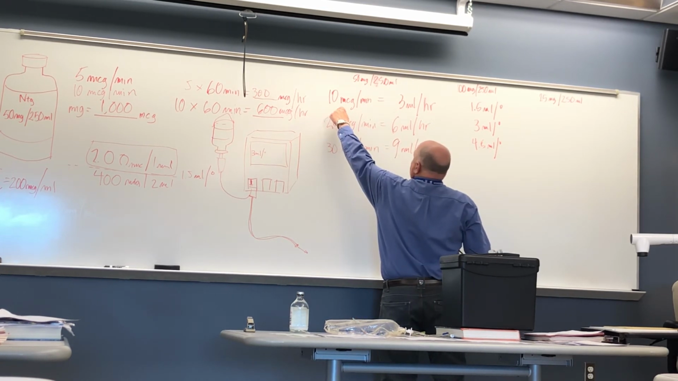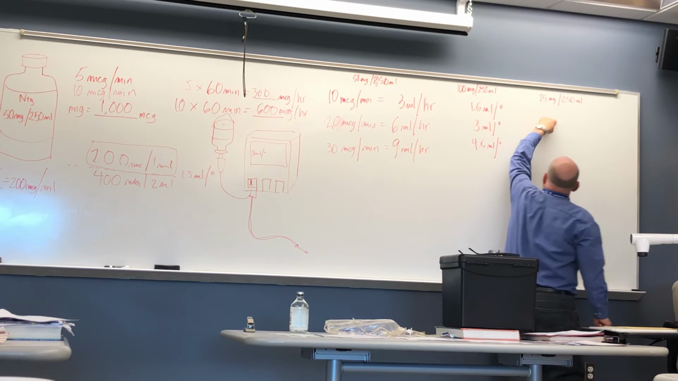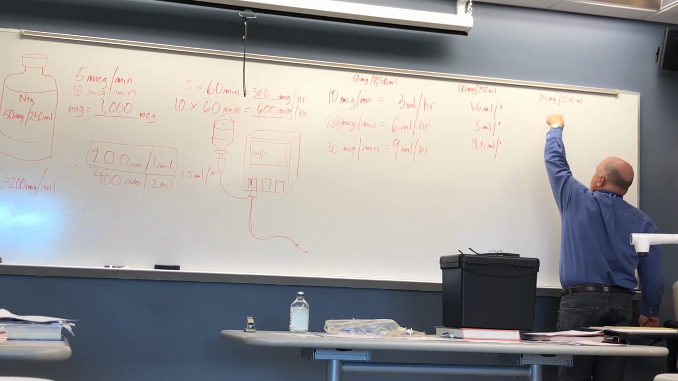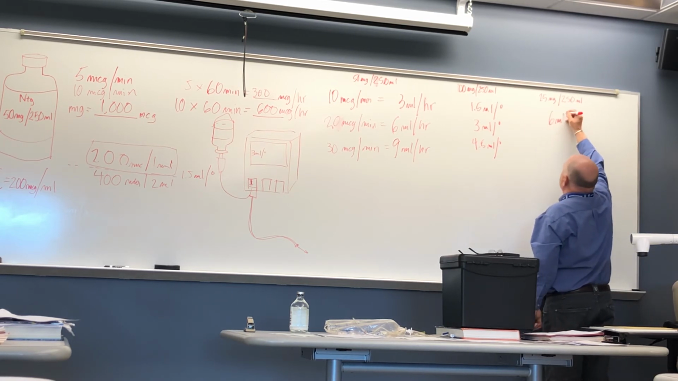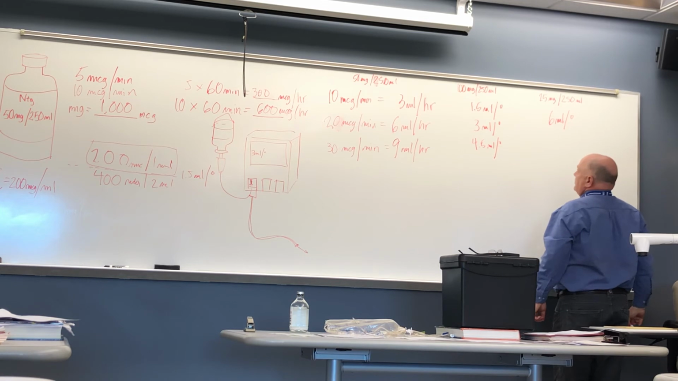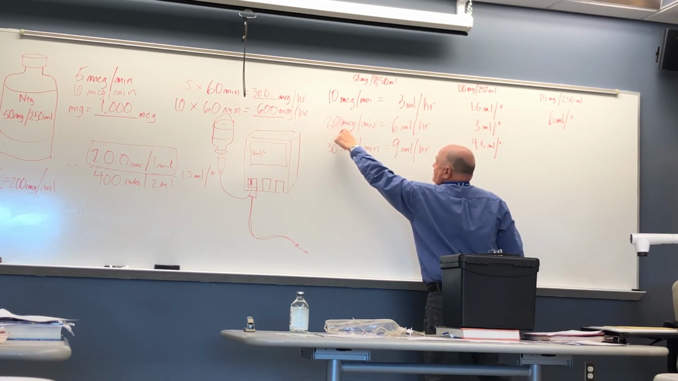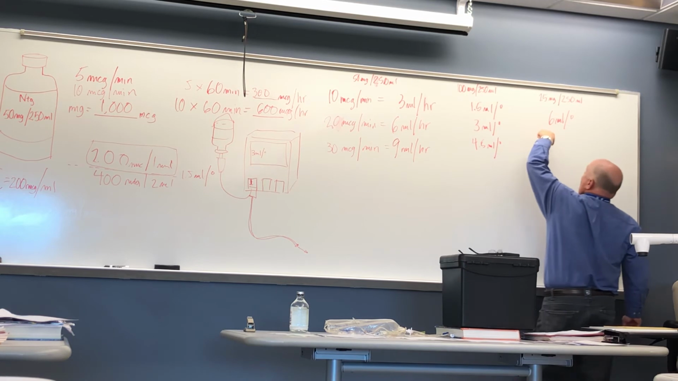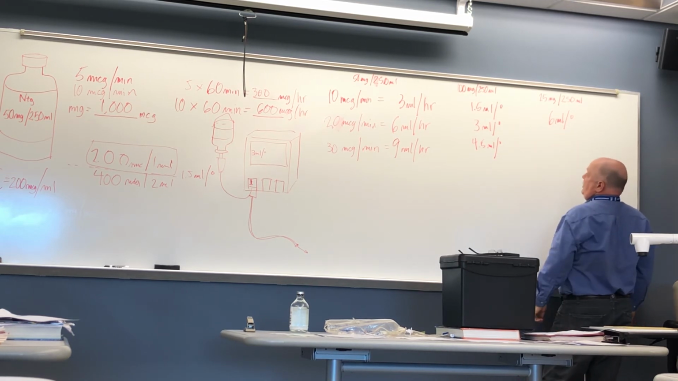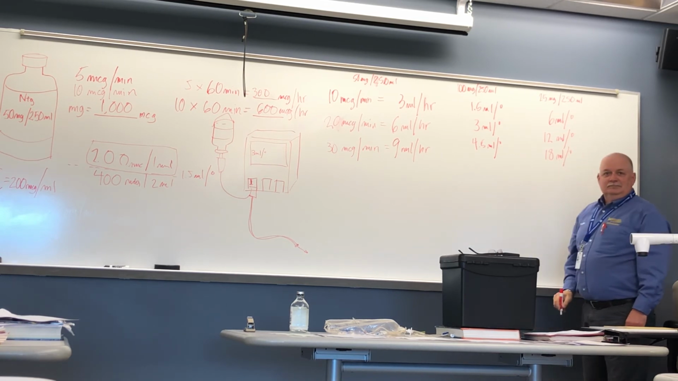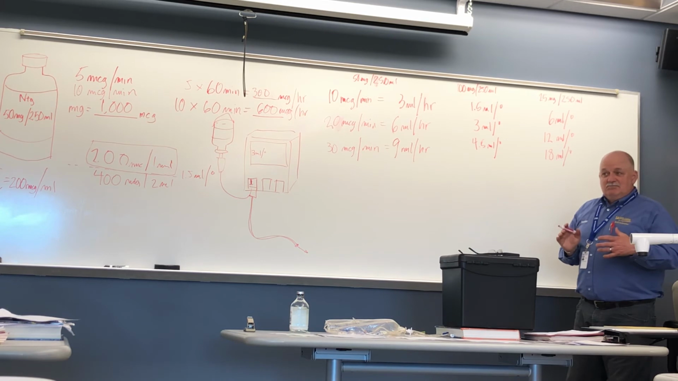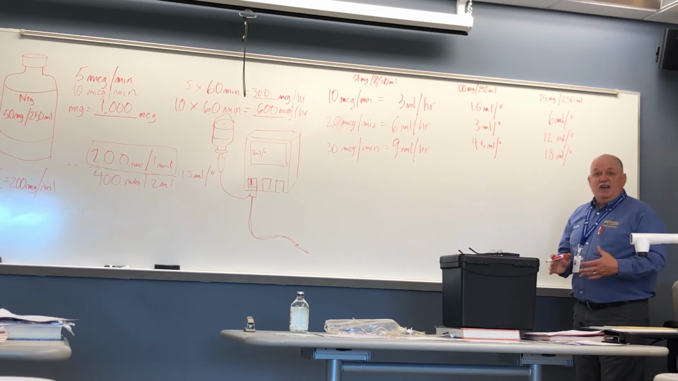So 10 mics on a 25 in 250 is gonna be how many mLs an hour? 6 mLs an hour. 20 mics on a 25 milligrams in 250 is gonna be how much? 12 milliliters an hour. And then 18 mLs. Does it make sense? Sure does. It's not that hard, gang.